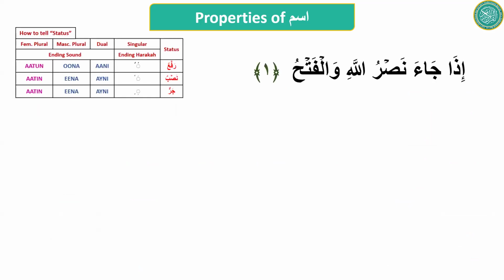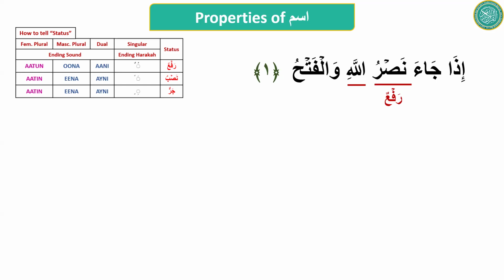Now we are going to use real examples from the Quran and tell the status of the words. Iza jaa nasrullahi wal fath. The word nasru: I want to know what is the status of nasru. Who is going to help me? Anybody who can tell the status? Brother Shuaib: it's rafa. All right, good. Next word is Allahi. Anybody else? Saad: it's jar.